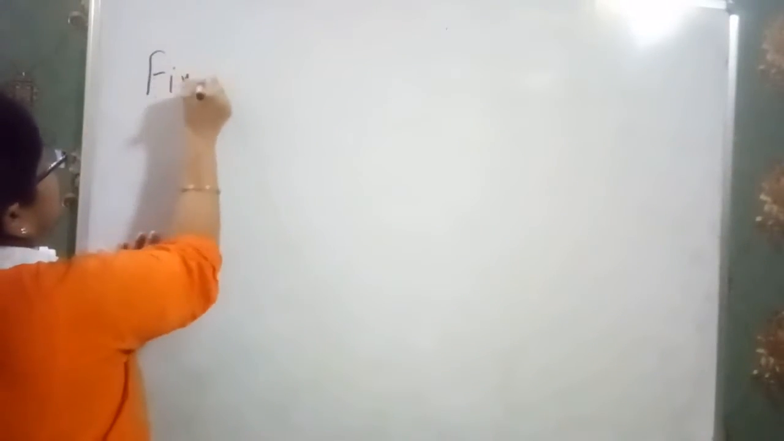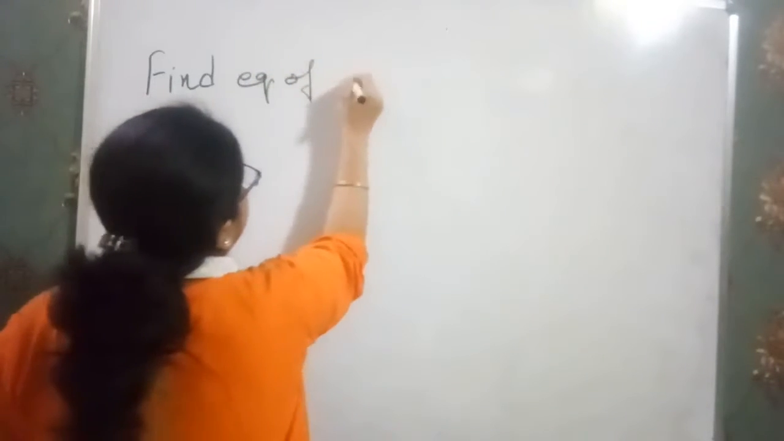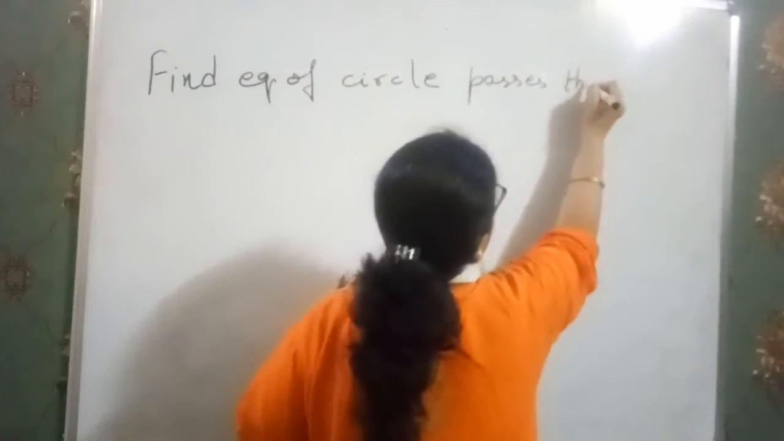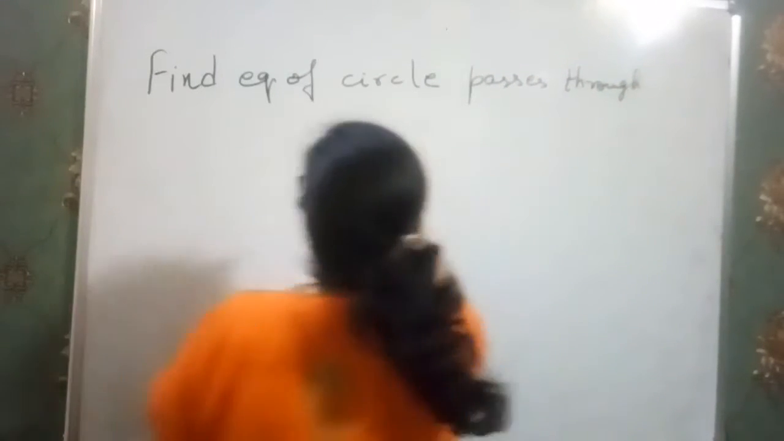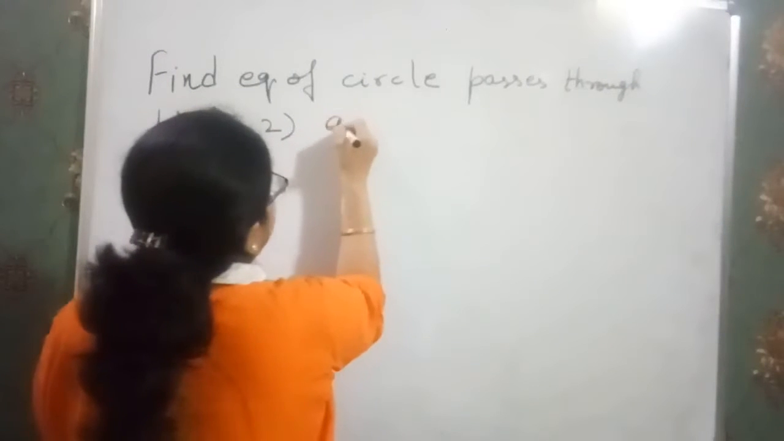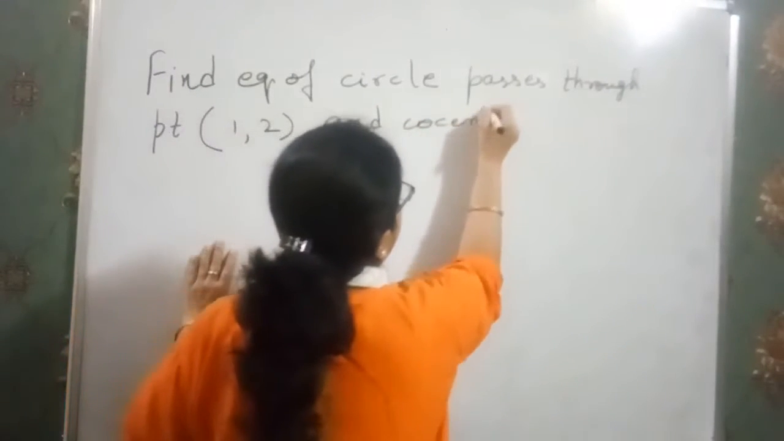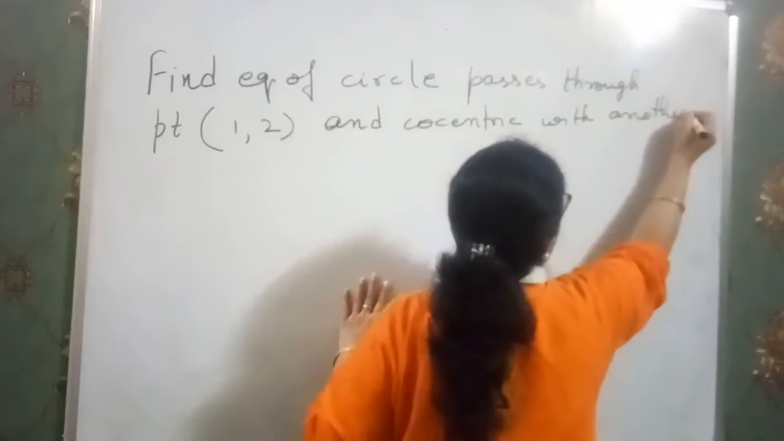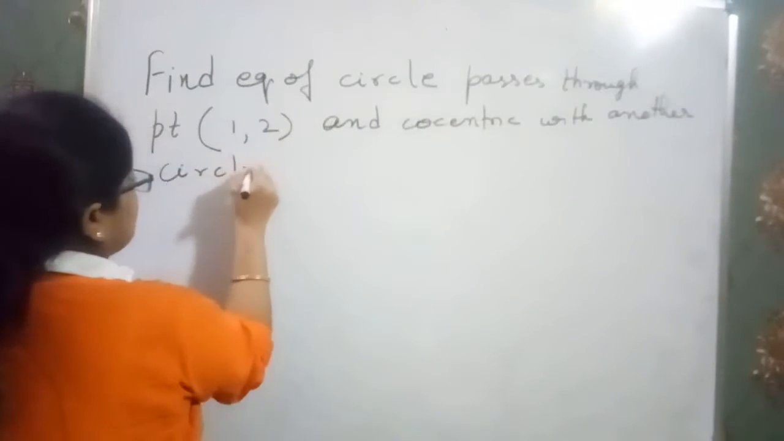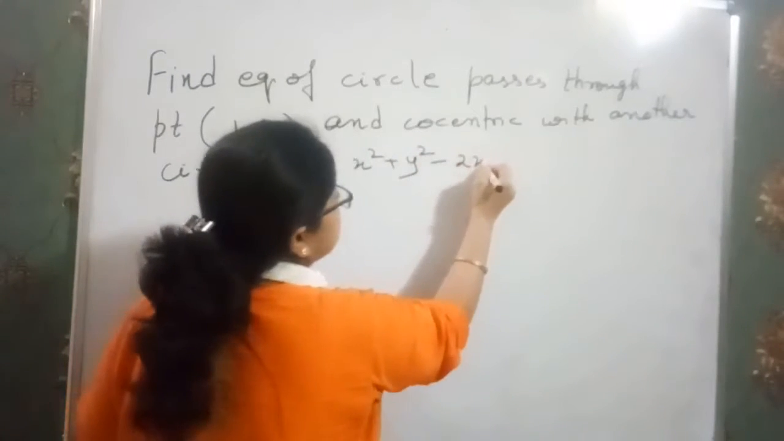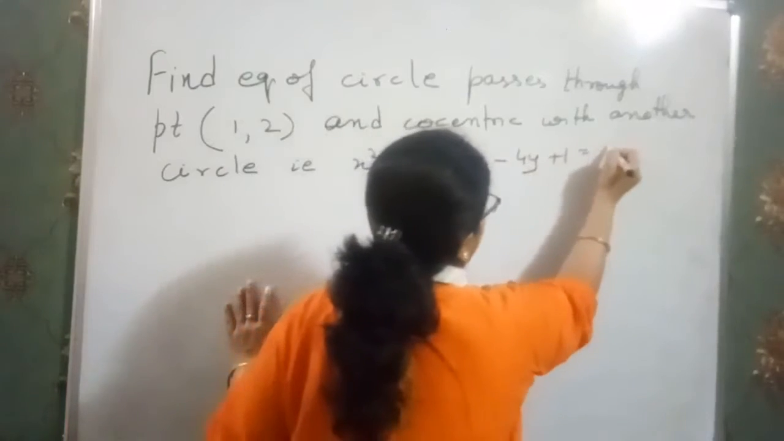Now I am going to take another question: find the equation of the circle that passes through the point (1, 2) and is concentric with another circle, that is x² + y² − 2x − 4y + 1 = 0.